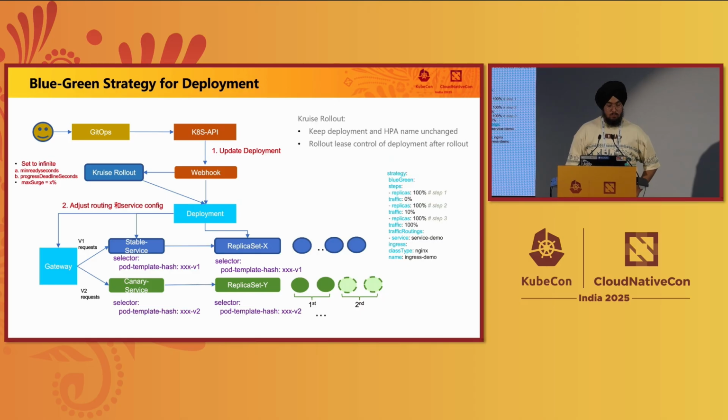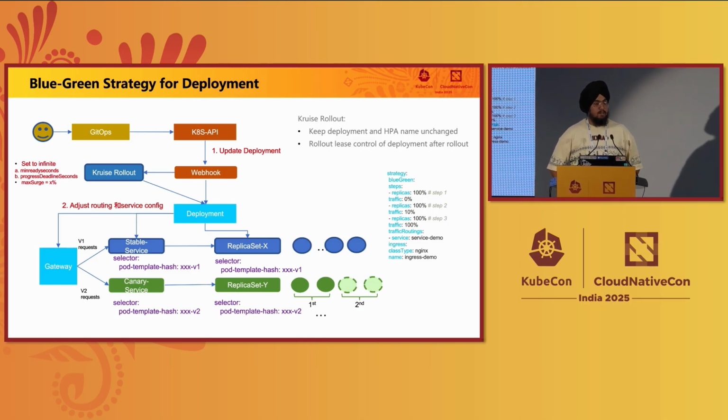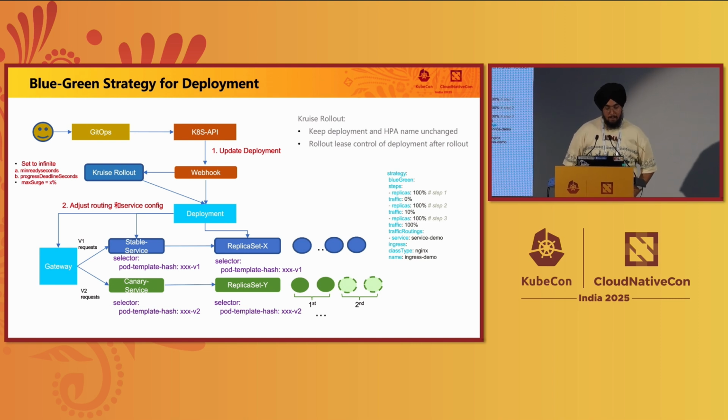This is about the blue-green strategy for deployment and how we actually support blue-green. So we again play with the webhook, right? We update the particular workload. Suppose for blue-green, what we do is we set the min ready seconds to infinite. So the pod is always in an unready state, right? We also set the progress deadline seconds to infinite, and max surge is up to you how much you want to set, right? And this way we could achieve blue-green, right?